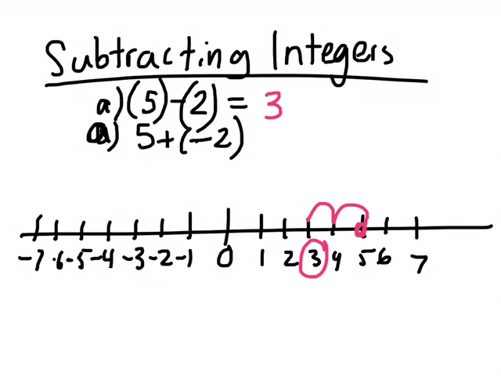Does everyone agree that represents the exact same thing? If I start at 5 and I'm adding in negative 2, I'm still taking away 2 because I'm adding in a negative, and we still end up at 3. Okay, so I want you to try B, C, and D right now on your own.